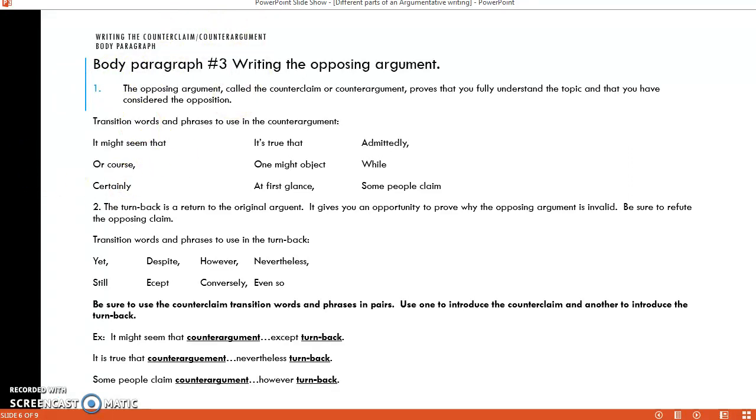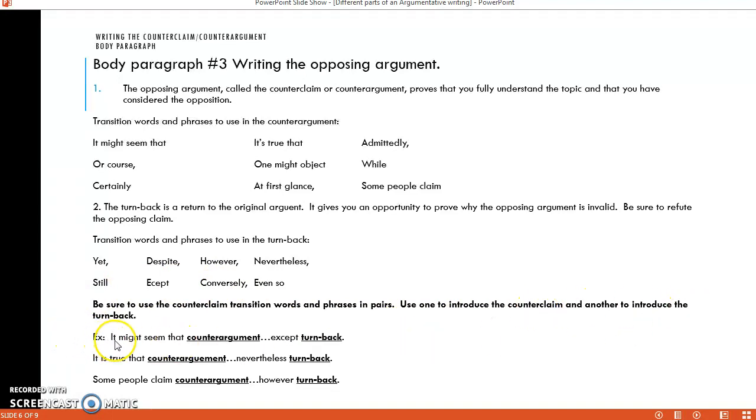Then turn back. Okay, that's when you return to your original argument, and it gives you the opportunity to prove why that opposition is wrong. You have to refute the opposing claim. So some transition words: yet evidence shows that students, and so on. Be sure to use the counterclaim transition words and phrases in pairs. So use one to introduce the counterclaim and another to introduce the turnback.